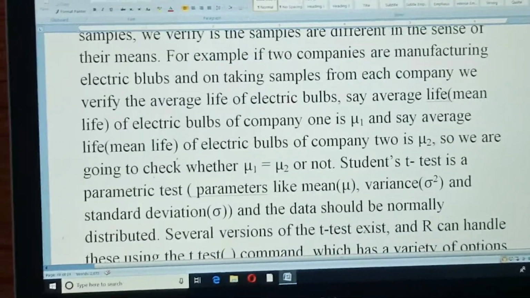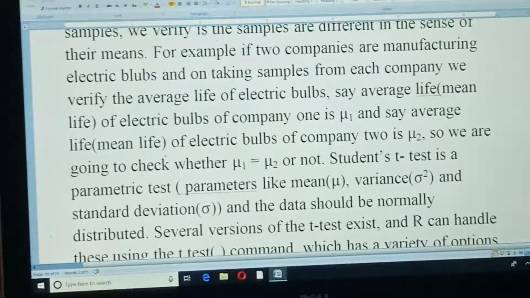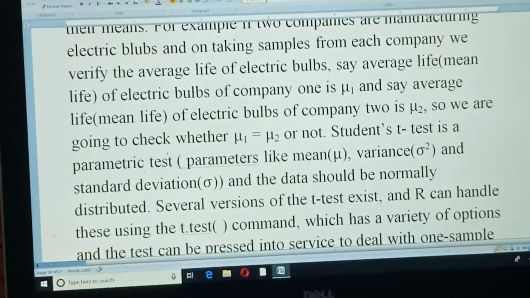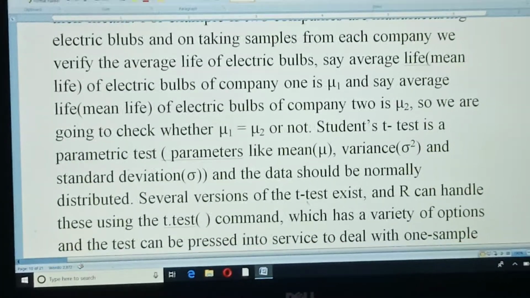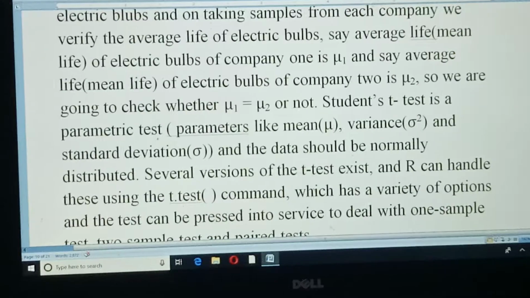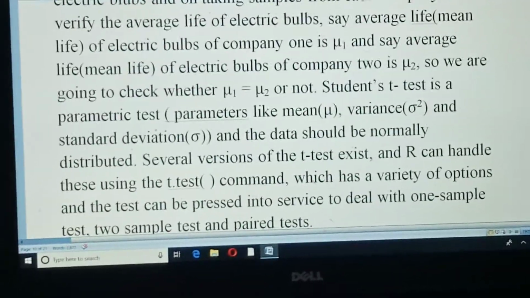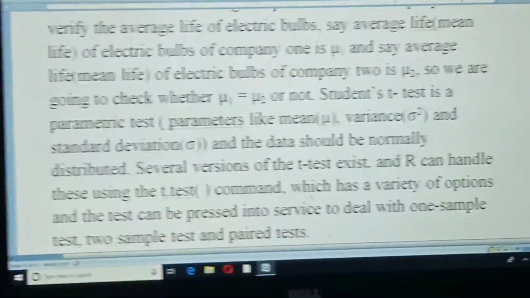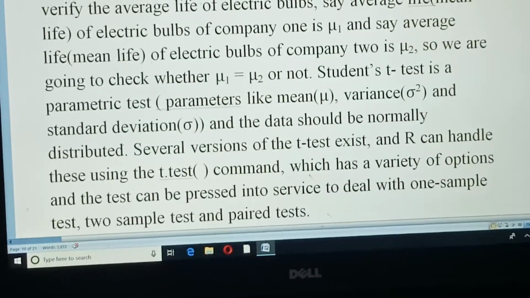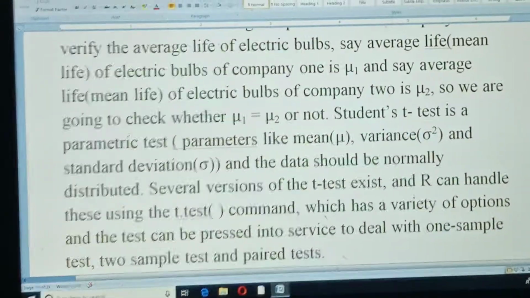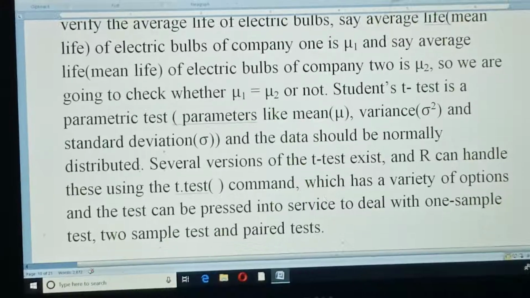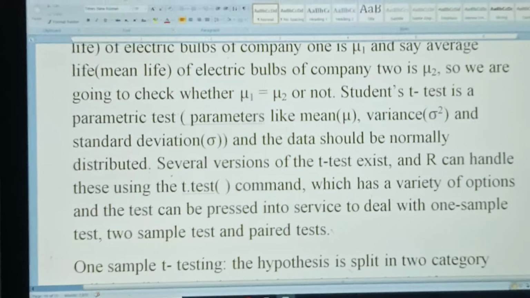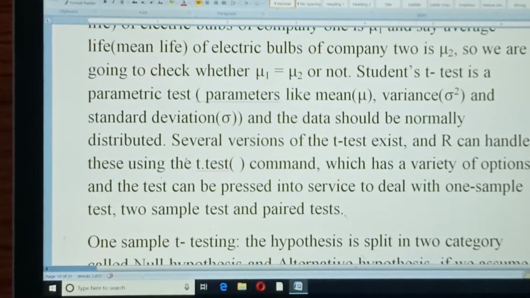The average life is nothing but the mean life of electric bulbs of company 1, given as mu1, and the average life of electric bulbs made by company 2 is given as mu2, and now we are going to verify whether mu1 is equal to mu2 or not. The student's t-test is a parametric test, and here the parameters are the mean mu and variance sigma square or standard deviation sigma. The data should be normally distributed to carry out the student's t-test.